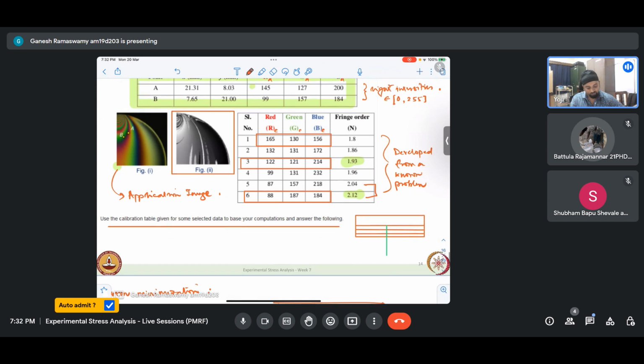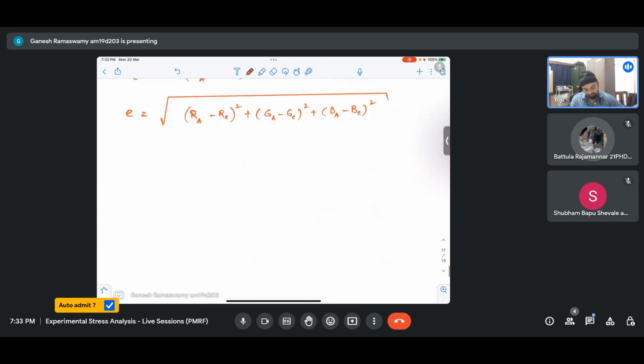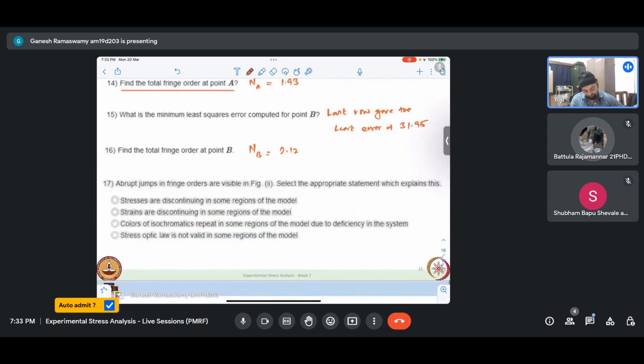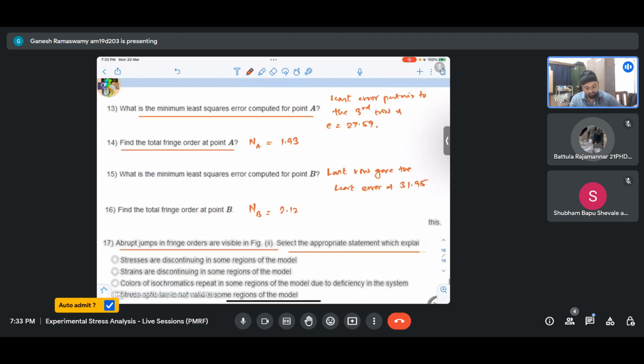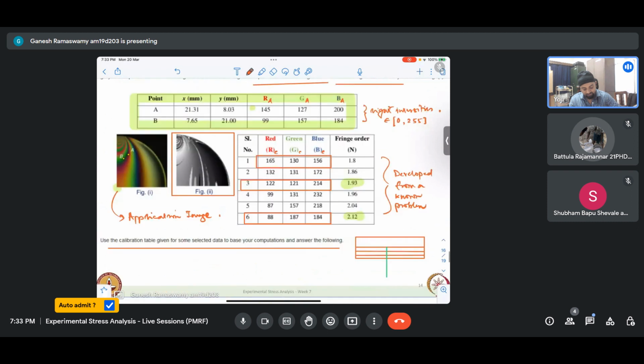Let us look at the ask question. Abrupt jumps in the fringe order are visible here. Select the appropriate statements which explain this. So we can see essentially in a grayscale plot, we know that fringe order here at the outer boundary is 0 and fringe order increases like that. The fringe order gradient is this way. So what we should have got by plotting it from 0 to 255 is constantly it changes from black to pure white at the maximum load point.